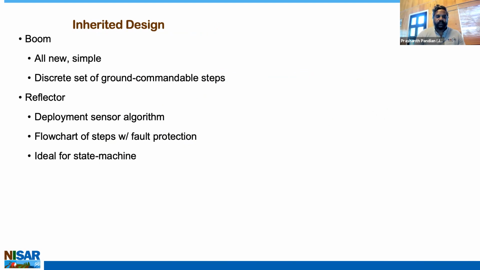The reflector, on the other hand, is pretty complicated. It consists of a lot of mechanical sensors and deployables within the reflector. But we were able to convince our systems engineering team that this is a good application of our existing state machine autocoder, and so they formatted this into a flow chart for us that we could easily implement. Next slide, please.